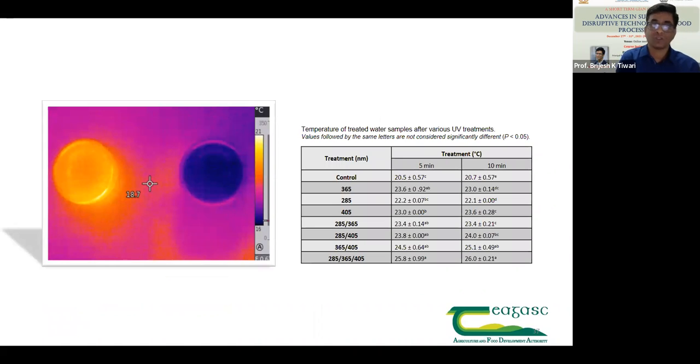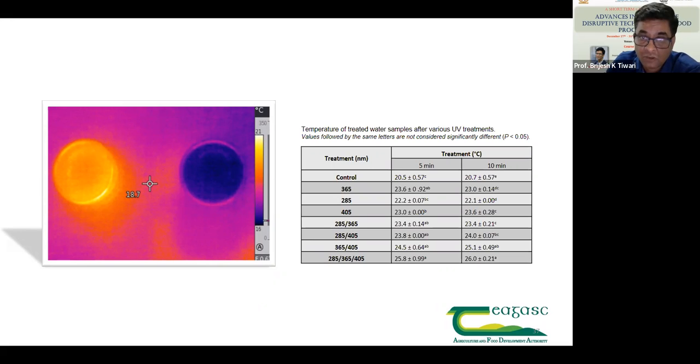Now, another attribute was whether it heats up the sample. But if you look at the thermal image of the sample before UV treatment and after UV treatment, even for continuous exposure for 10 minutes at different wavelengths, we did not see any increase of more than 2 degrees. As you can see here, it's 18.7 degrees Celsius, whereas this temperature is around 16. So mainly a 1, 2 or 3 degrees Celsius temperature increase happens. So that means it's completely non-thermal. And 10 minutes treatment time is way too much for such a type of system.